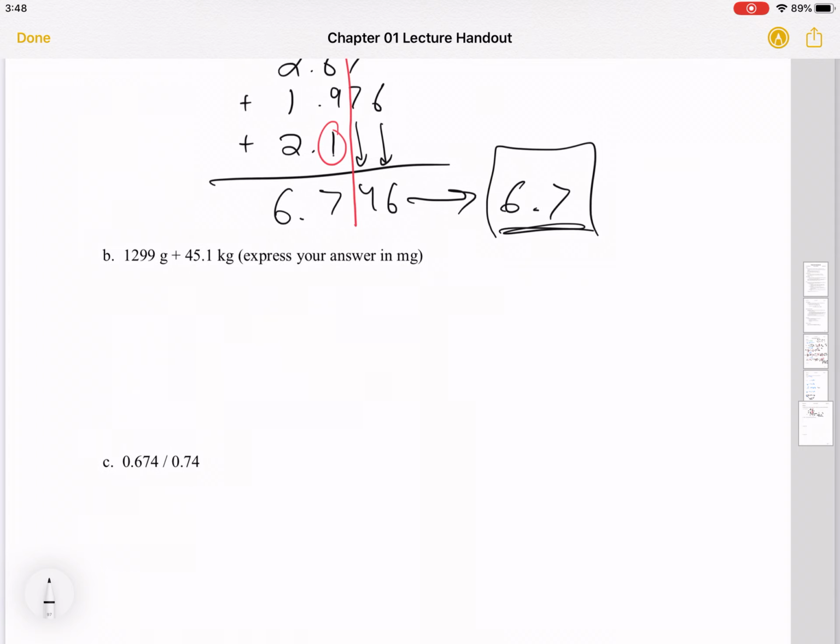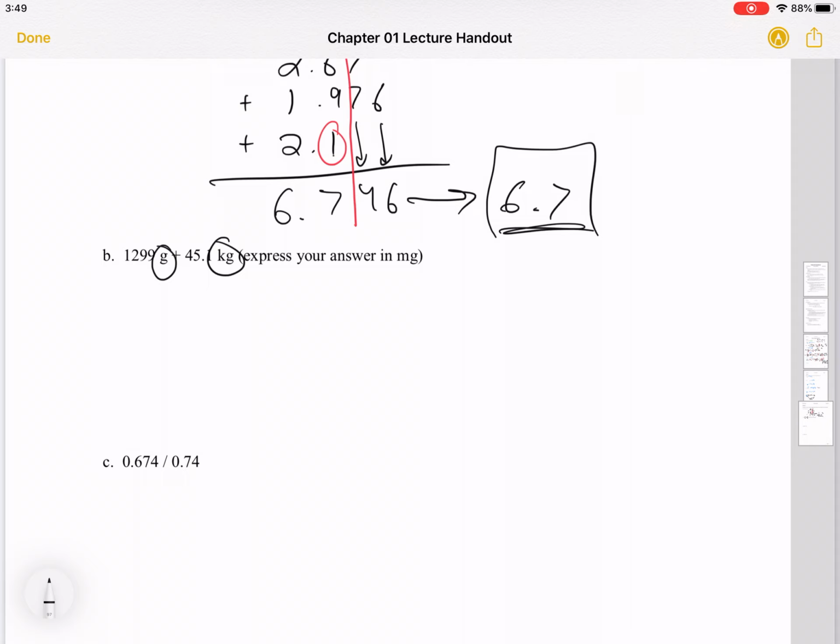Okay, so same sort of thing here in letter B. 1,299 grams plus 45.1 kilograms. And I'm supposed to answer this in milligrams, which is obnoxious, but we can do it. So to add these numbers, they need to have the same units. And something I should have mentioned, to add these numbers, they really do need to have the same units. They also need to be the same type of unit, right?